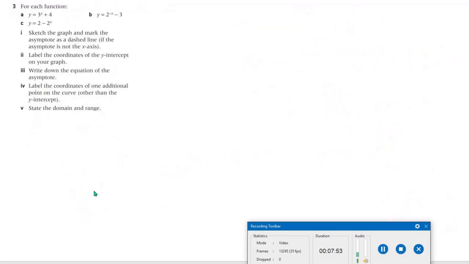Coming to question number 3. For each function y is equal to 3 to the power x plus 4, sketch the graph and mark the asymptote as a dashed line if the asymptote is not the x-axis. Secondly, label the coordinates of the y-intercept on the graph. Write down the equation of the asymptote. Label the coordinates of one additional point and then state the domain and range. Okay, let's first start with part A.